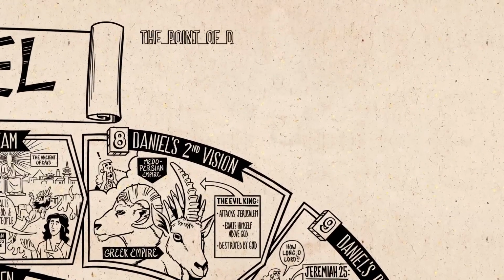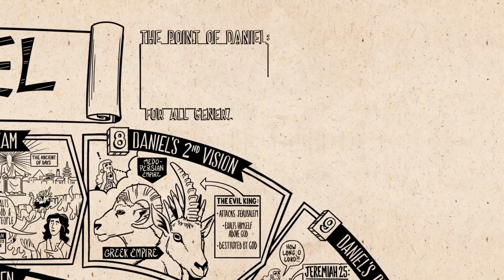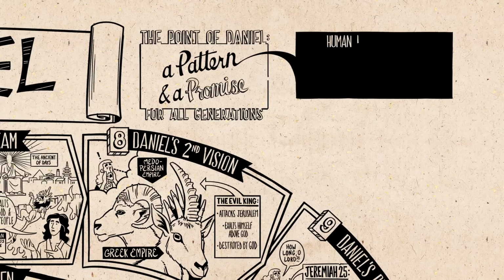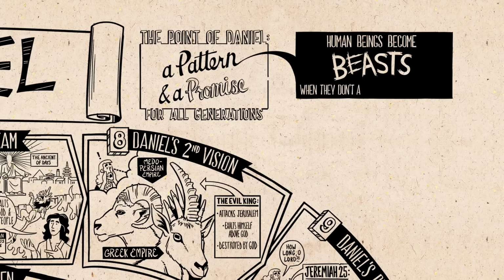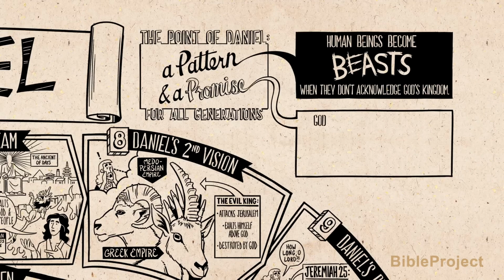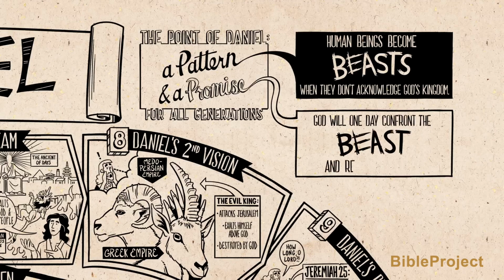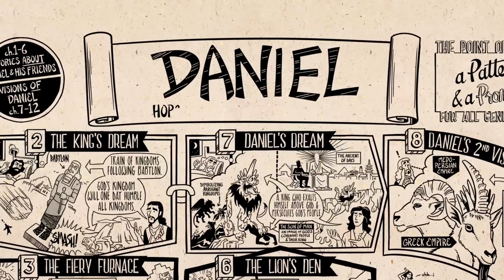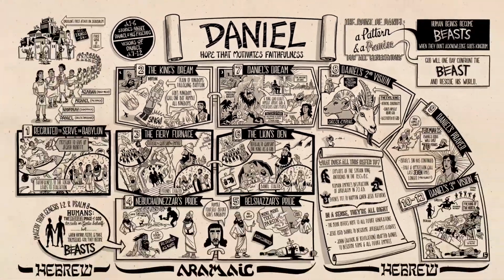And so the point of Daniel is that all generations of readers can find here a pattern and a promise. It's a pattern that human beings and their kingdoms become violent beasts when they glorify their own power, when they redefine right and wrong and don't acknowledge God as their true king. But Daniel also holds out a promise that one day God will confront the beast. He will rescue his world and his people by bringing his kingdom over all nations. And so for every generation, this book speaks a message of hope that should motivate faithfulness. And that's what the book of Daniel is all about.